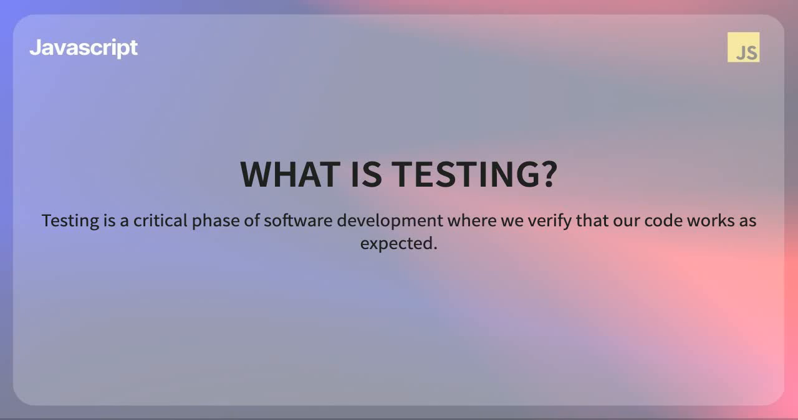Welcome to our guide on testing and debugging JavaScript. Testing is an essential part of the software development process that ensures our code works as expected, behaves correctly under different scenarios, and doesn't break or produce errors. We'll explore what testing entails and why it's crucial for delivering high-quality applications.